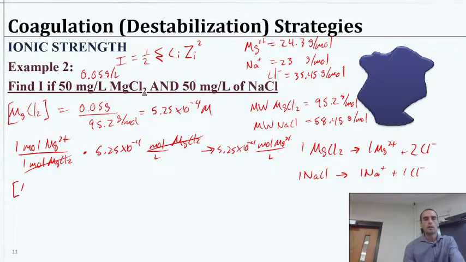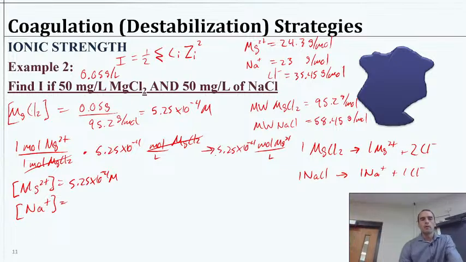So that means Mg2+ is 5.25 times 10 to the minus 4th. Okay, so there's one part. Now we also need our sodium and our chloride. I'm going to start with sodium.